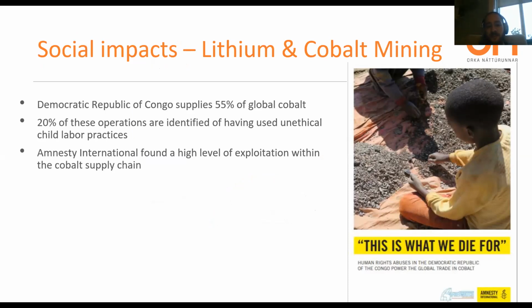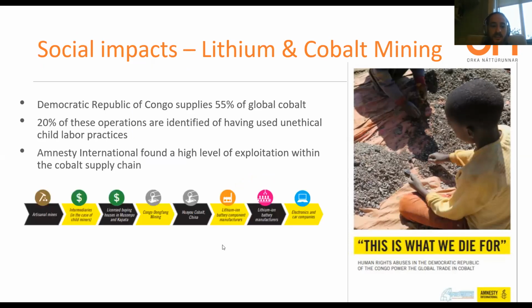But for example, within lithium and cobalt mining, the Democratic Republic of Congo supplies 55% of global cobalt. 20% of these operations were identified as having used unethical child labor practices, and Amnesty International found a high level of exploitation within the cobalt supply chain. And this is essentially the cobalt supply chain.